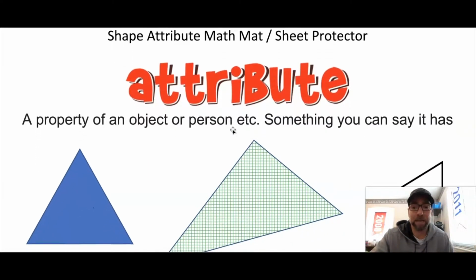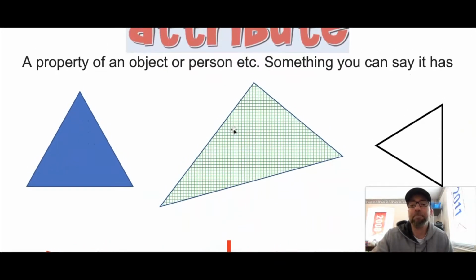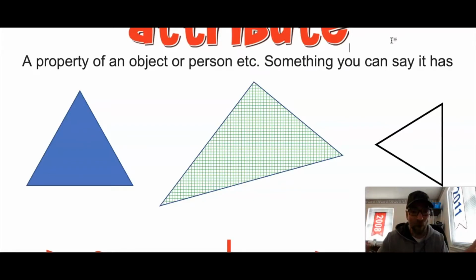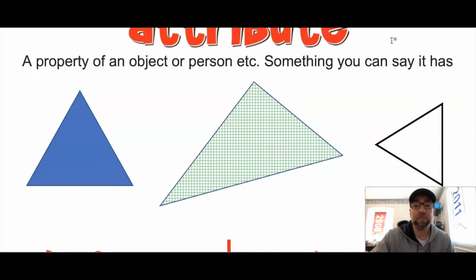Let's take a look at some of my shapes. I have some shapes here. What do you notice about these shapes? Who can tell me something about these shapes? Does anybody know the name of all of these shapes? Well, all of these shapes are called triangles. And they're all called triangles because they have something in common. Every triangle has 1, 2, 3 sides. That makes those triangles the same.